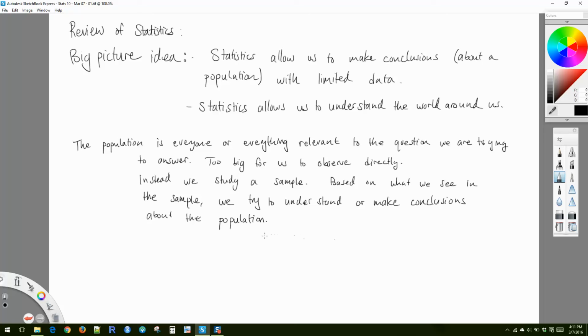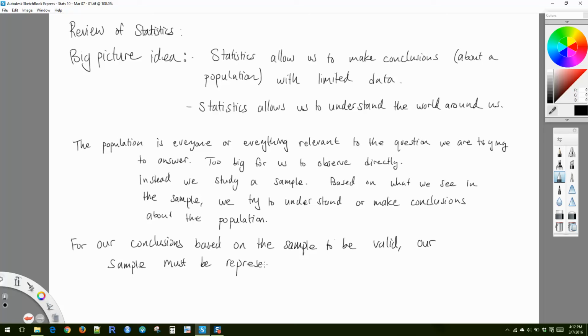Okay, so based on this, we're trying to make conclusions about the population. For our conclusions based on the sample to be valid, our sample must be representative of the population. How do we get representative samples of the population? Well, the truth is that it's really hard to get representative samples of the population. We have different ways. One method that should give us representative samples, but is not guaranteed to do so, is simple random sampling, okay?